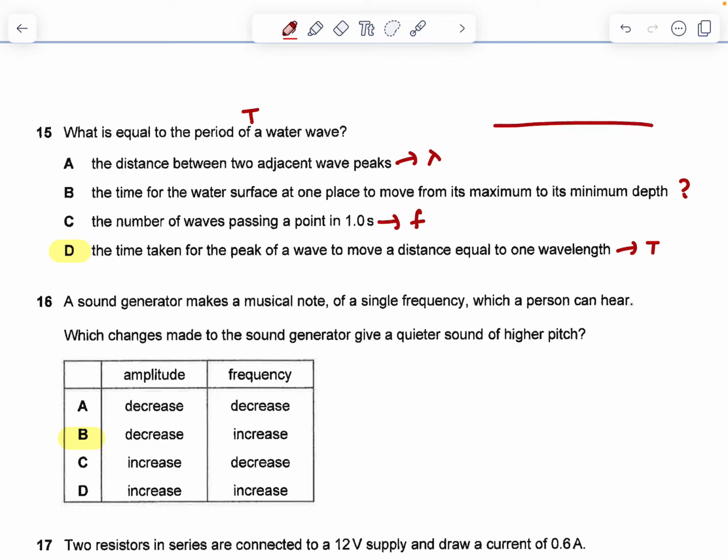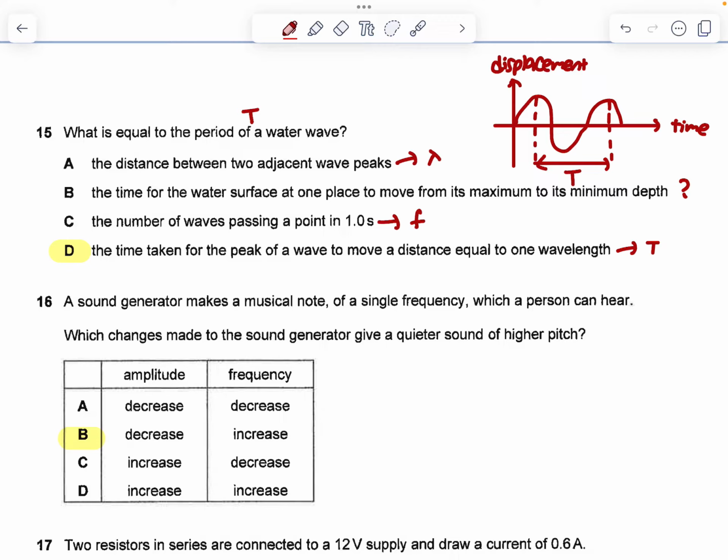How does it look on a graph, on a displacement-time graph? So you have displacement versus time. Between two peaks, the time taken between two peaks is this, the period.